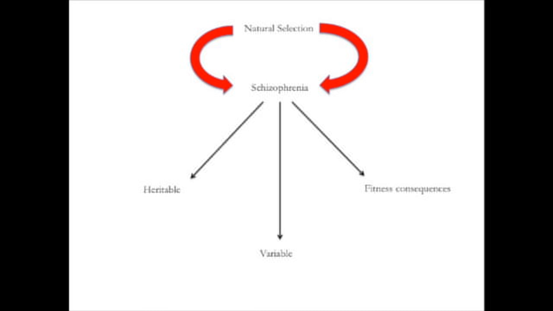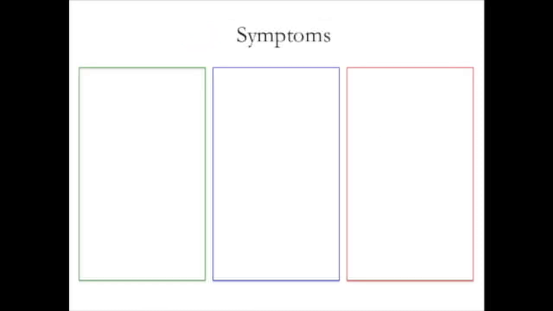So if schizophrenia can have such a negative impact on someone's life, why would natural selection allow it to continue to exist in the population? What problem does schizophrenia solve? Before we tackle schizophrenia as an evolutionary paradox, though, we have to understand what schizophrenia is. The symptoms of schizophrenia can be divided into three groups: positive symptoms, negative symptoms, and cognitive symptoms.